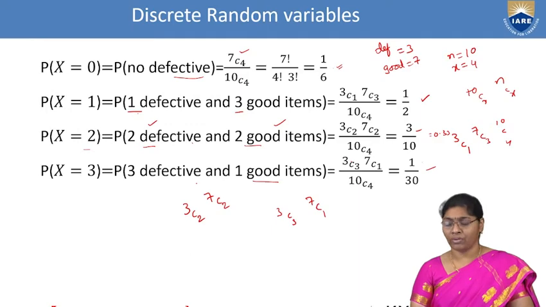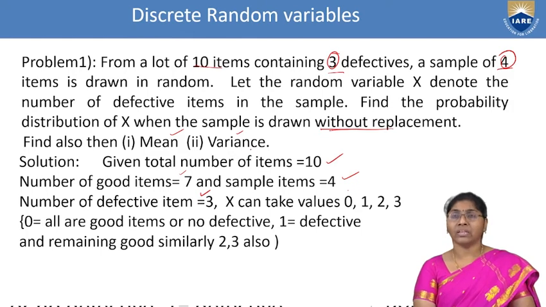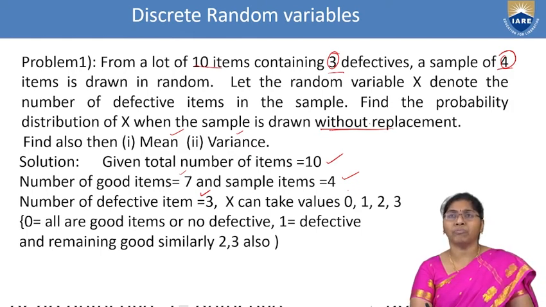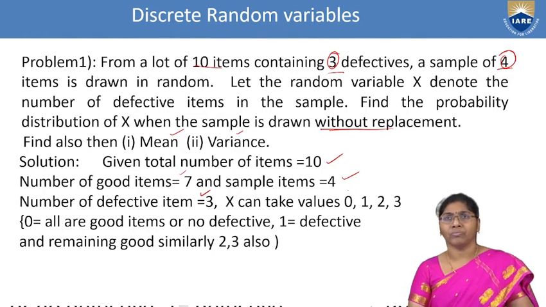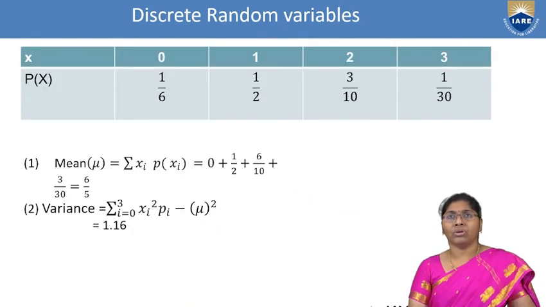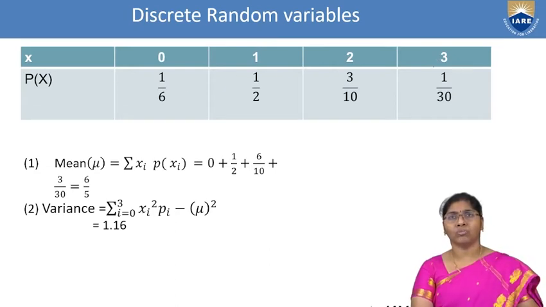Now, this is the given data. We are also calculating the mean and variance. Here, this is without replacement. Maybe with replacement is another method. That is another procedure. Here, without replacement. Now, we are using the probability distribution table 0, 1, 2, 3. Those are the probability distribution values.